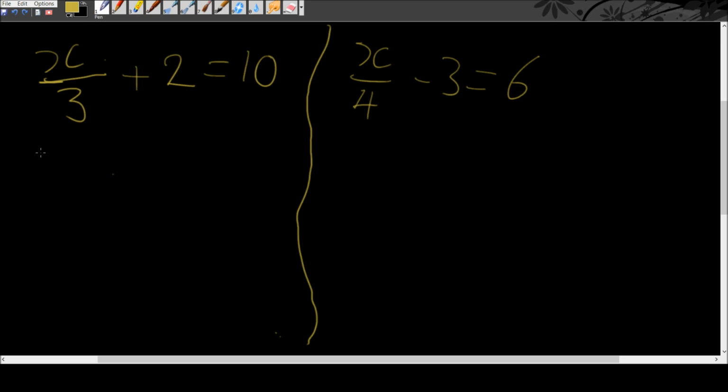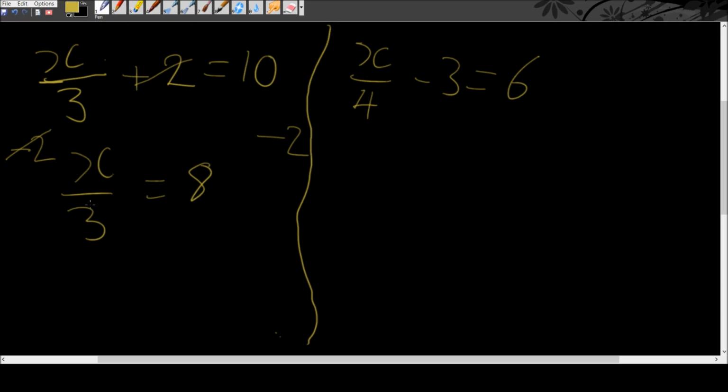In order to get rid of the plus 2, the inverse operation of adding 2 is take away 2. So we're going to take away 2 from this side, and we are also going to take away 2 from that side, because whatever we do to this side, we also need to do to that side of the equal sign. That cancels out the plus 2, and we're just left with x divided by 3 is equal to 10 take away 2, which gives us 8.